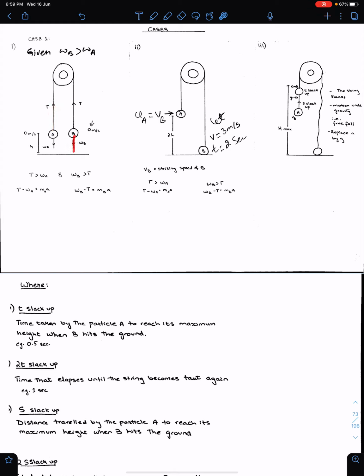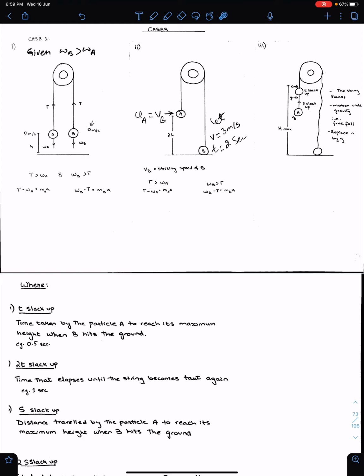Since B is moving in downward direction, the weight of B is greater than tension. And since A is moving in upward direction, tension is greater than the weight of A. And when you simplify these inequalities according to Newton's second law, you will get these two equations. T minus WA is equal to mass of A times acceleration, and WB minus T is equal to mass of B times acceleration.